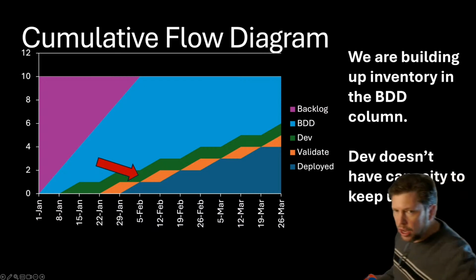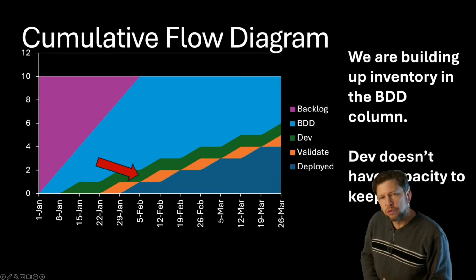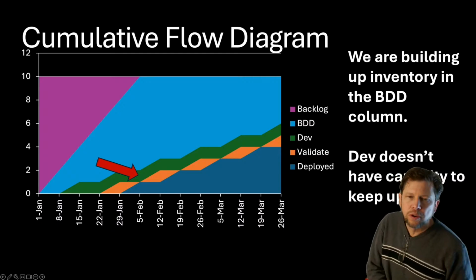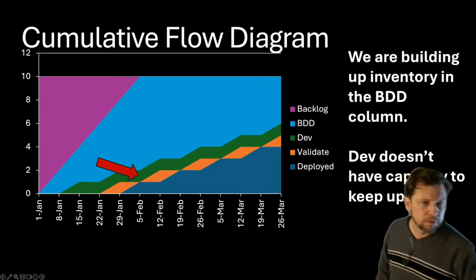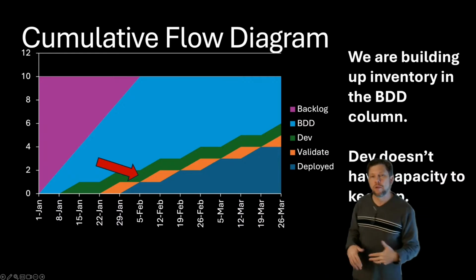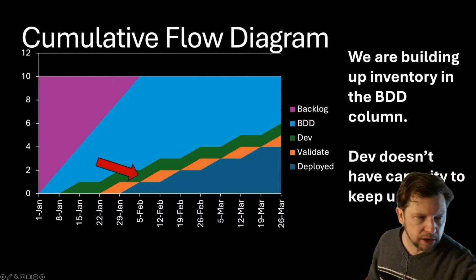Now, the other thing that could happen is dev could start pulling stuff in without actually finishing it. In that case, this would show up as expansion in the green rather than expansion in the blue. And we'd have to dig in and see what exactly was going on. But the point is you can look at this and see something's not right. Our flow is not doing what it did before.